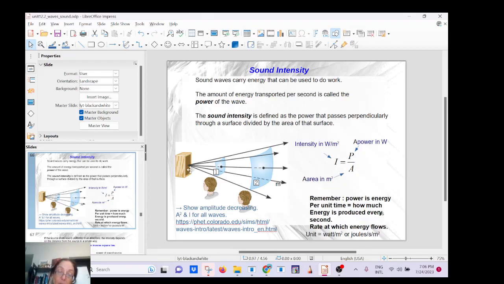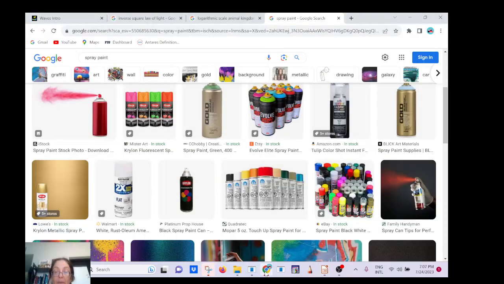Now, as you move away from the source, what's going to happen? The same amount of energy is going to flow over a larger area. So you expect, of course, the sound not to be as loud at that distance compared to this distance. And you expect the pressure wave to have a decreasing amplitude. We talked about that last time.